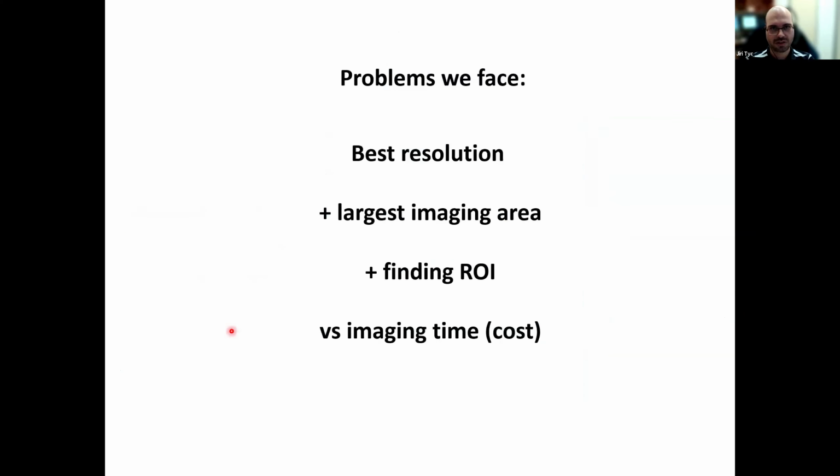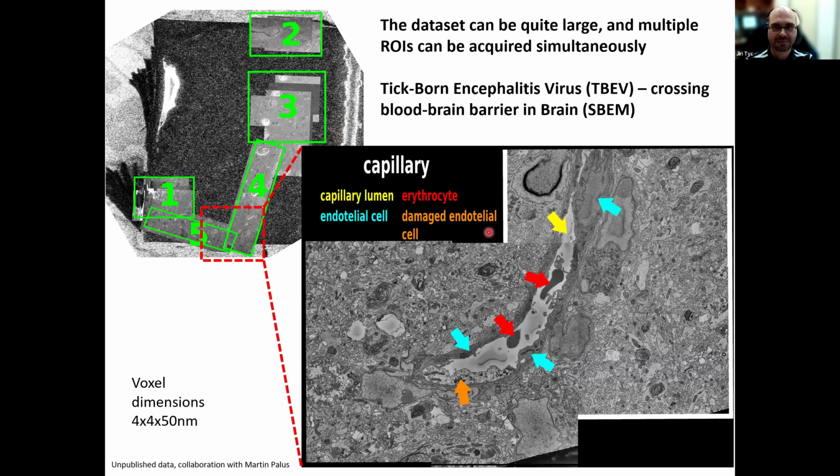The problem we face, I think every lab doing the volume SEM, is that people want the best resolution, the largest imaged area, and you need to find your region of interest. And that goes against imaging time, because we generally don't want to spend the whole year or a couple of months on every sample. So this is the example of one of our serial block face runs.